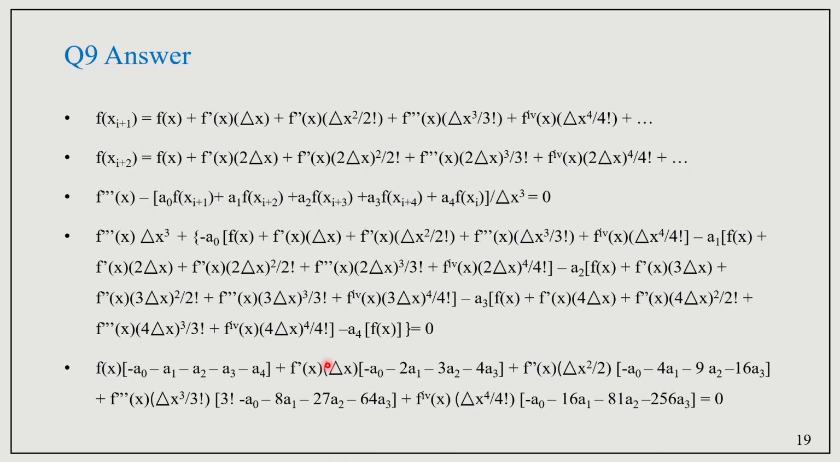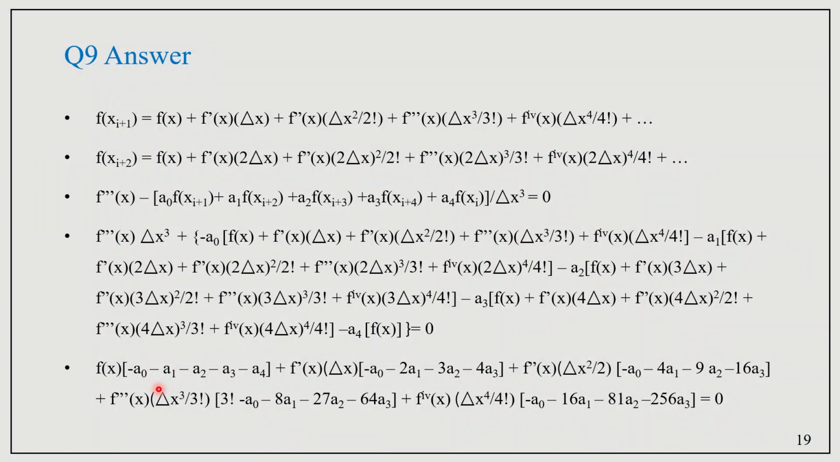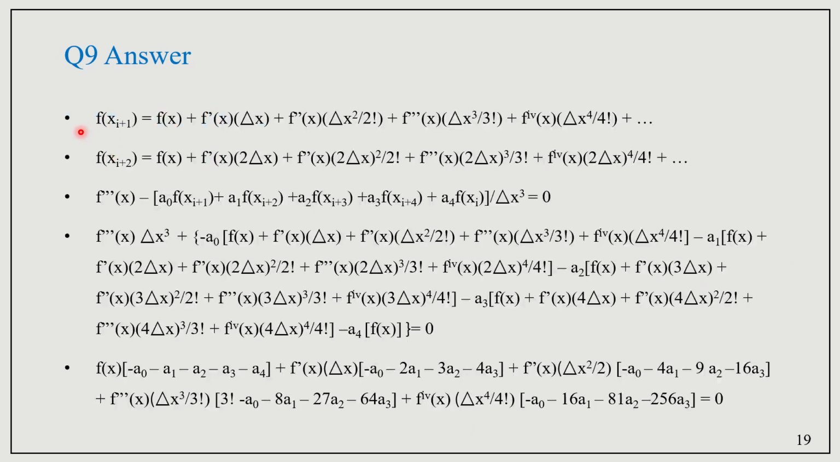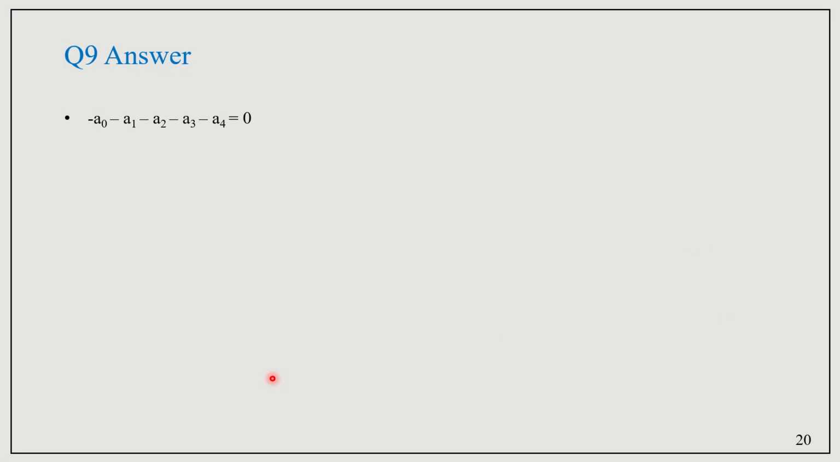Now we have got the equation, so now we are solving for it. Each coefficient is equal to 0, so we are just solving the equation. For the first we have minus a naught minus a1 minus a2 minus a3 minus a4 equal to 0. And second we have minus a naught minus 2 times a1 minus 3 times a2 minus 4 times a3 equal to 0. For the third one we have minus a naught minus 4a1 minus 9a2 minus 16a3 equal to 0, like everything is squared over here. And for the next one we have 3 factorial minus a naught minus 8a1 minus 27a2 minus 64a3, 4 cube.